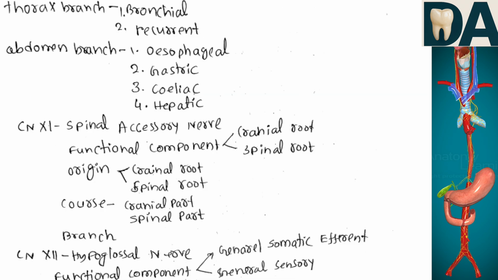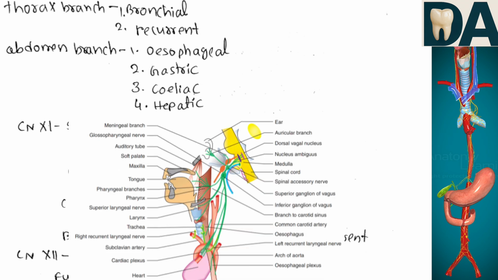Branches of vagus nerve in abdomen. No, sorry. Branches of vagus nerve in thorax. First one is bronchial branch and second is the recurrent nerve. Bronchial branches combine with the sympathetic fibers to form the pulmonary plexus which supplies the lung.